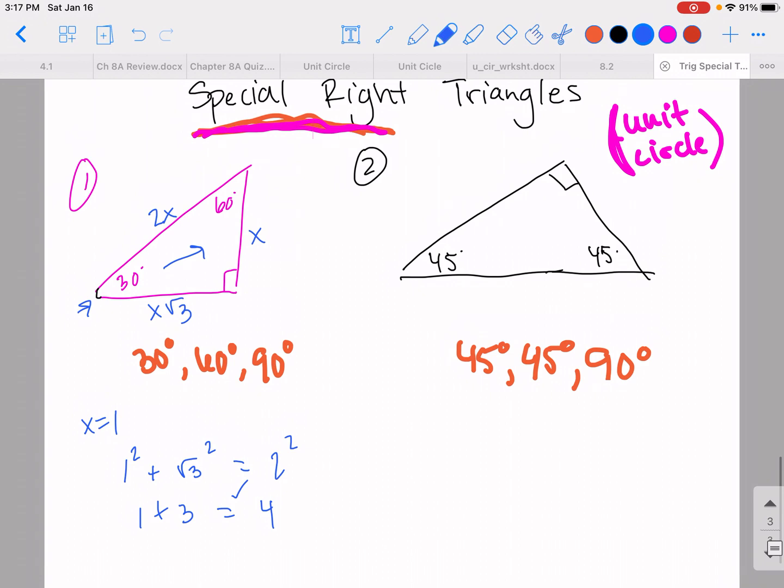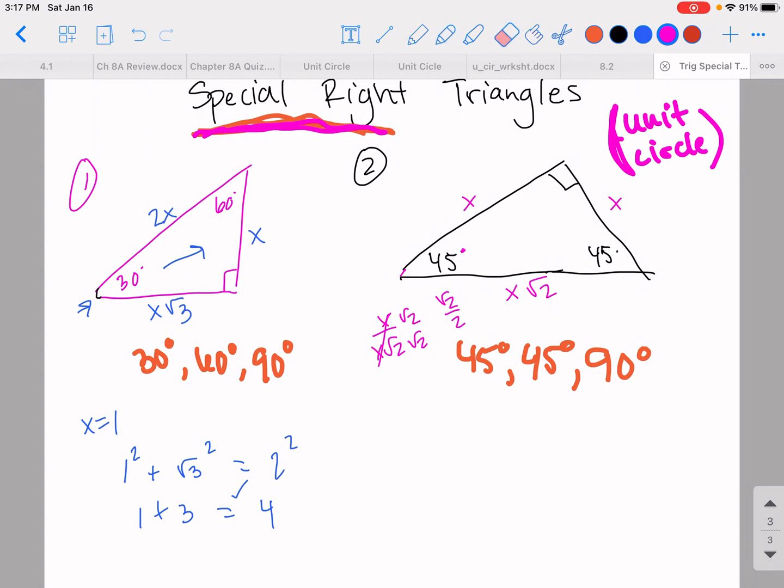Now, the 45, 45, 90 triangle is similar. We know that sine of 45 is square root of 2 over 2. This one's a little trickier. The legs of a 45, 45 triangle are just known as the x sides, and the hypotenuse is x square root of 2. If I wanted to show you that sine of 45 is square root of 2 over 2, we would have our opposite over the hypotenuse, which would be x over x square root of 2. Rationalize that denominator, and we get square root of 2 over 2, because those x's cancel out.